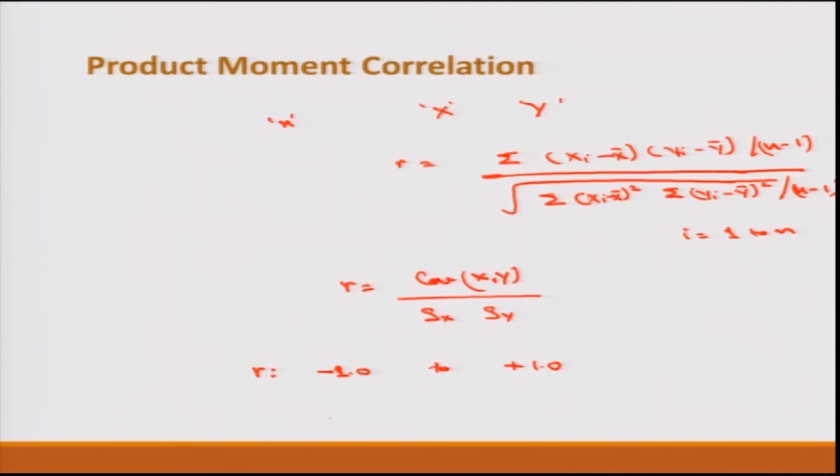Correlation does not change with the units of measurement. Also, it does not tell the reason. It does not tell the reason why there is a positive correlation or negative correlation. It just tells that yes, it is varying positively. Let me take an example for this.